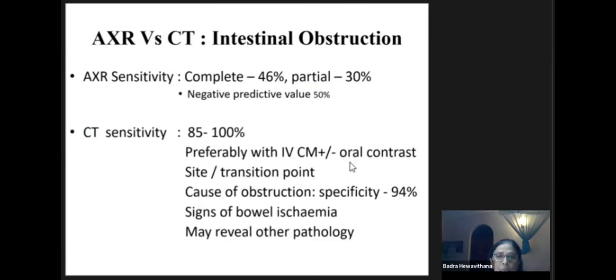for us, especially in elderly people, sometimes if it is adhesions or some partial obstructions, you may dilute with oral contrast, maybe it has a little therapeutic effect as well, but most of the time we do without oral contrast, actually, in young patients. And it will give an idea about site and transition point, cause of obstruction, where the specificity is very high, and of course, most importantly, signs of bowel ischemia, and also it may reveal other pathology other than what we thought.